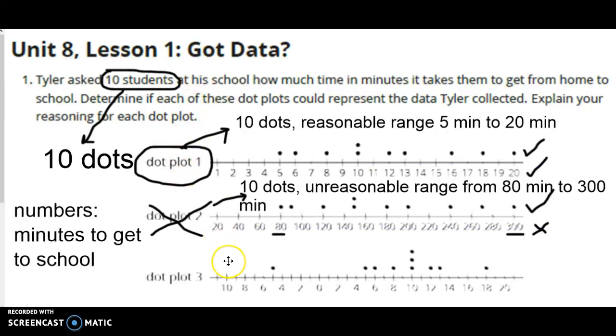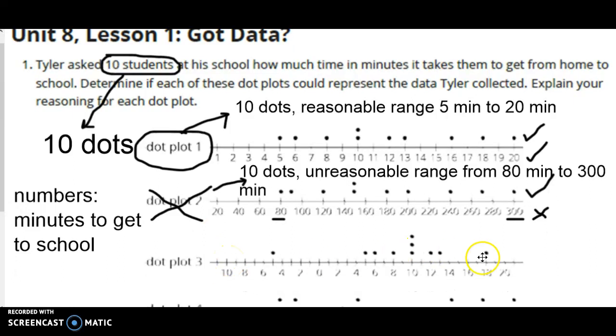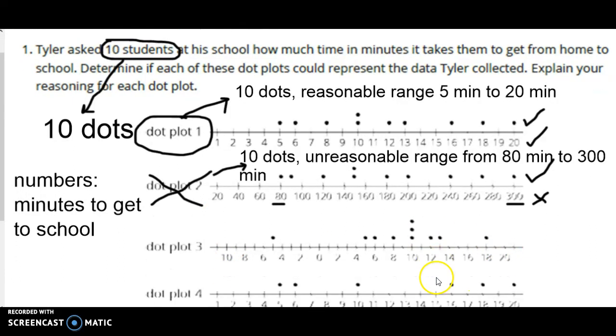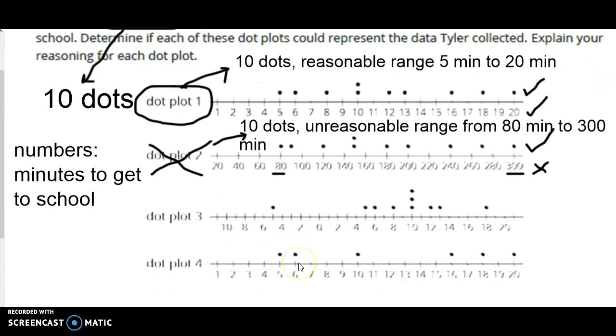Dot plot number 3, I would like you to take 1 minute to check the numbers as well as the dots, test whether they are reasonable. Dot plot number 4, do the same thing. In your explanation, you need to include the number of dots as well as whether the range is reasonable or unreasonable. You have 1 minute for 3 and 1 minute for 4. Try on your own now.